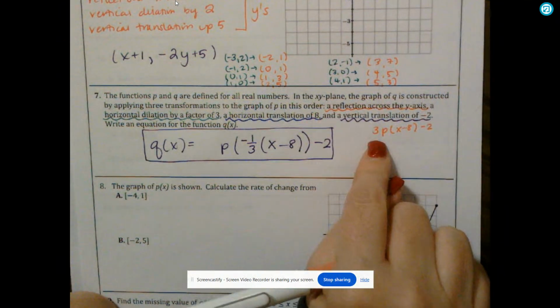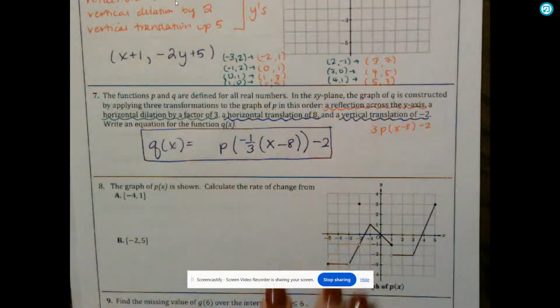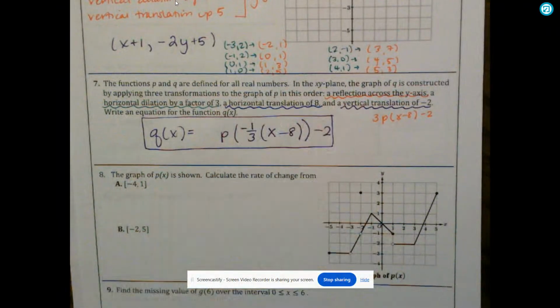Okay, it wouldn't be inside of the function. So just be mindful of that. That's why I left a little blank there, but I don't want to write it in there.